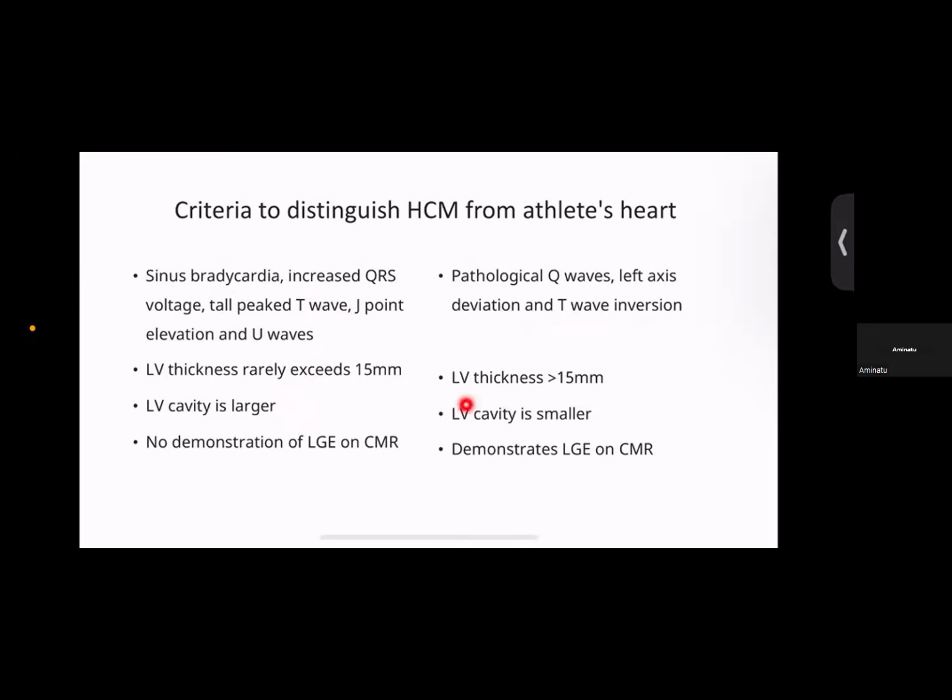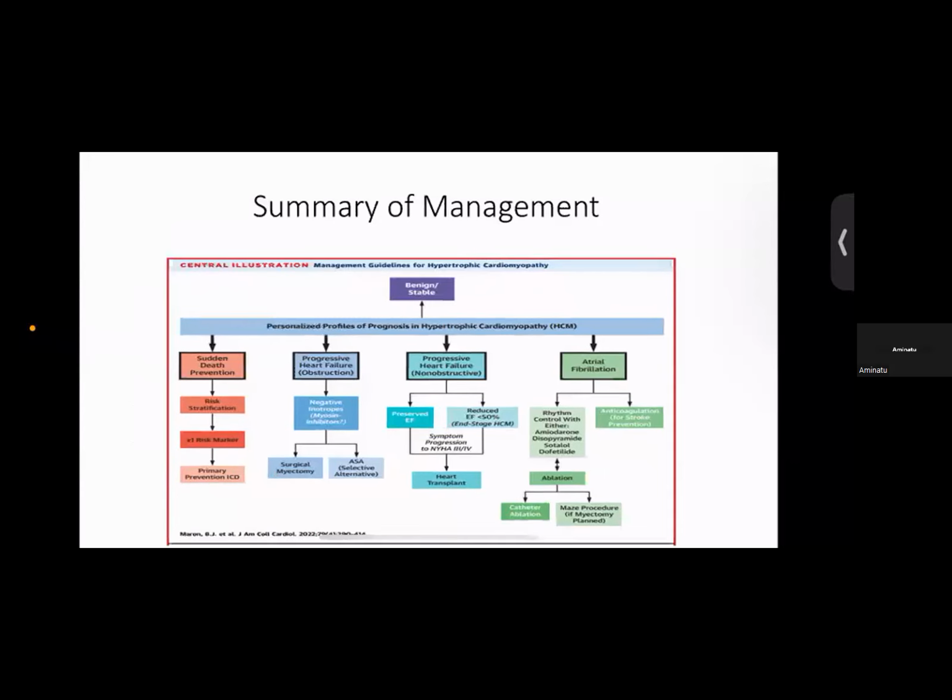Left ventricular thickness rarely exceeds 15 millimeters in those that have athlete's heart, while in those that have HCM, they have LV thickness of more than 15. The LV cavity is larger or normal in athlete's heart, and the cavity is smaller in HCM. Importantly, there's no demonstration of LGE on CMR in athlete's heart, while in HCM there is demonstration of LGE on CMR. So the summary to management.